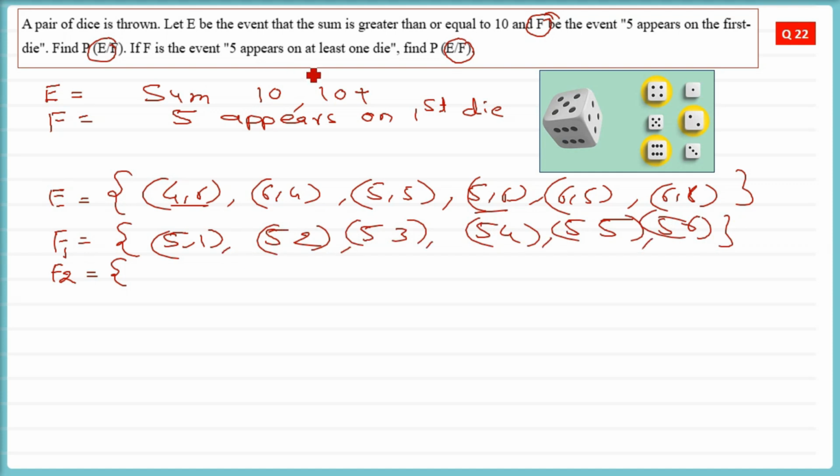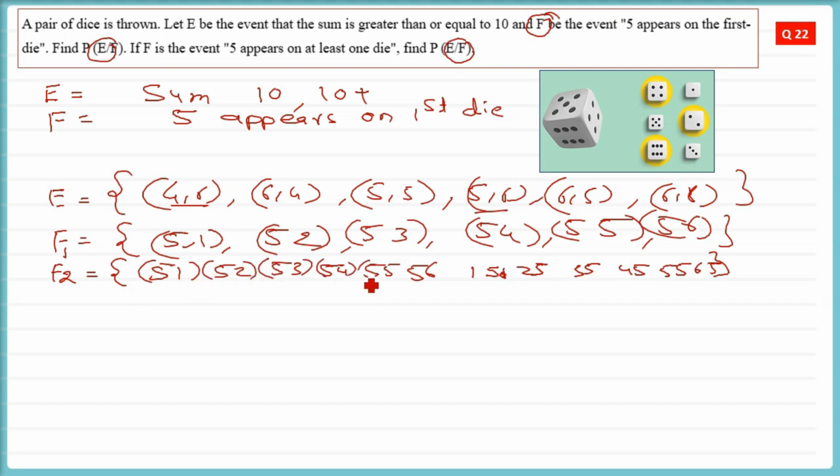All these can come. Now coming to F2, which is the second F, 5 appears on at least one die. So you can fix the first number as 5 and then the second number: 5-1, 5-2, 5-3, 5-4, 5-5 and 5-6 can come. Then the 5 can come in the second die also. I am writing 6 here, means 6 times 5. But there will be a catch. I'll just tell you what the catch is. 1-5, 2-5, 3-5, 4-5, 5-5 and then 6-5 also. So in all there are 12 entries here. But if you see, 5-5 is repeated here. You need to be very careful about the brackets because the set has to be represented.